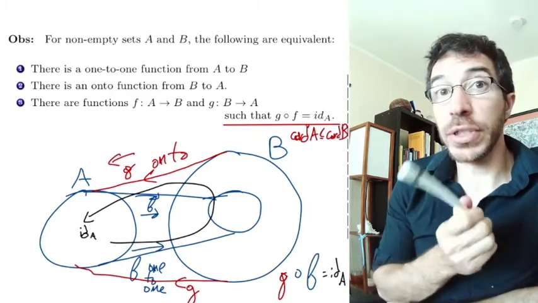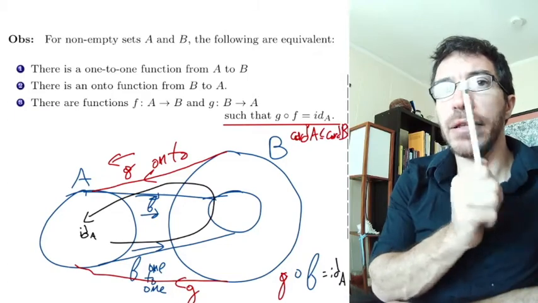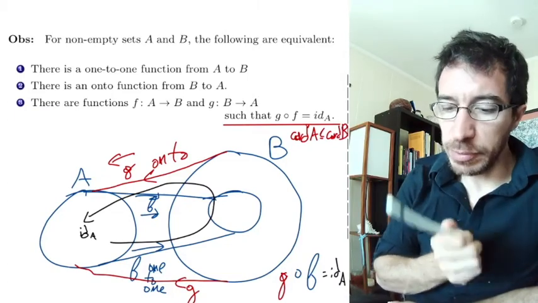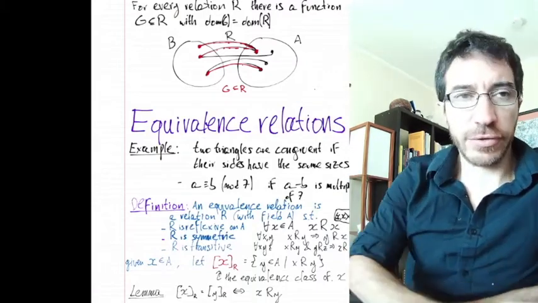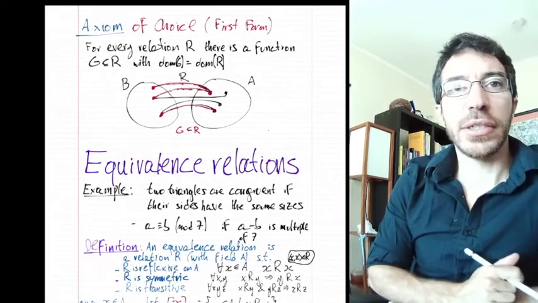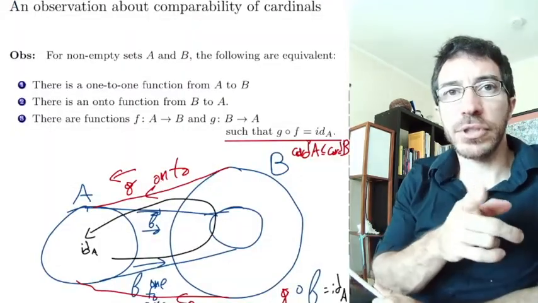Good. This uses the axiom of choice. If you guys remember, the first formulation of the axiom of choice came when we proved that theorem in that class. That was the first formulation of the axiom of choice that we needed to prove that theorem. Cool. Just a little comment to make.